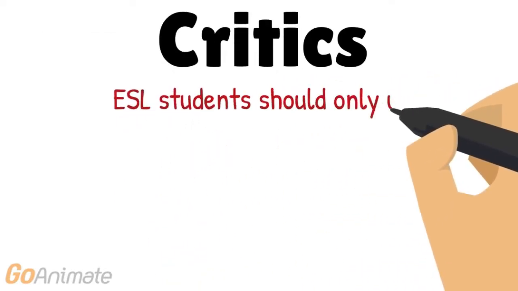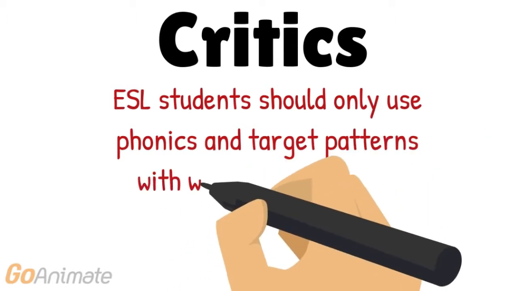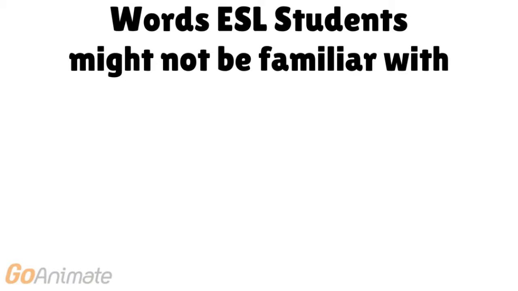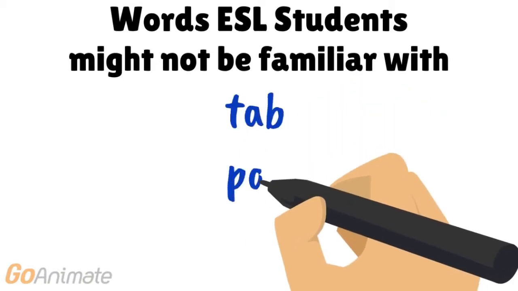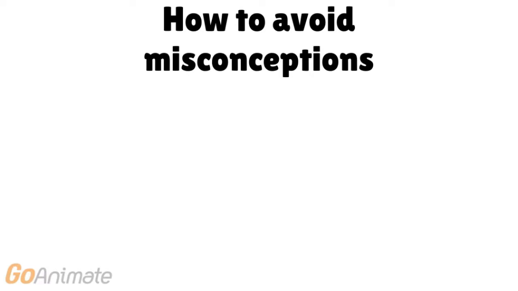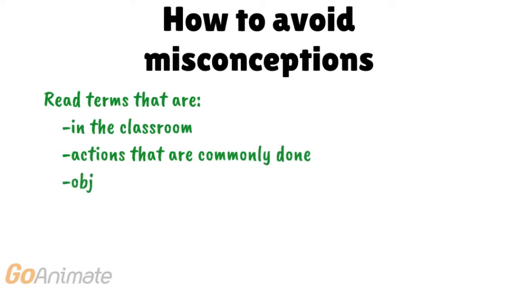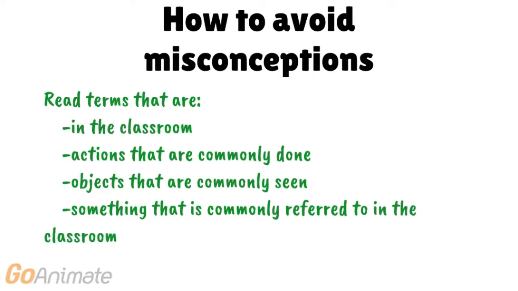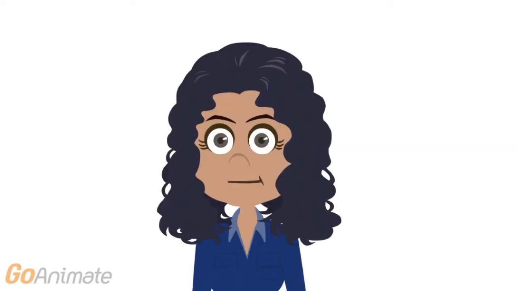Because of this, critics believe that ESL students should only use phonics and target patterns with words that they are familiar with. The words that ESL students might not know could be words like tab, pat, or jam. Even though these are common for native English speakers to know, the ESL students might not have this prior knowledge. To avoid this, it is advised to have students read terms that they are familiar with inside the classroom, whether it be an action that is commonly done, an object that is commonly seen, or something that is commonly referred to inside the classroom. And now, here's Aubrey.